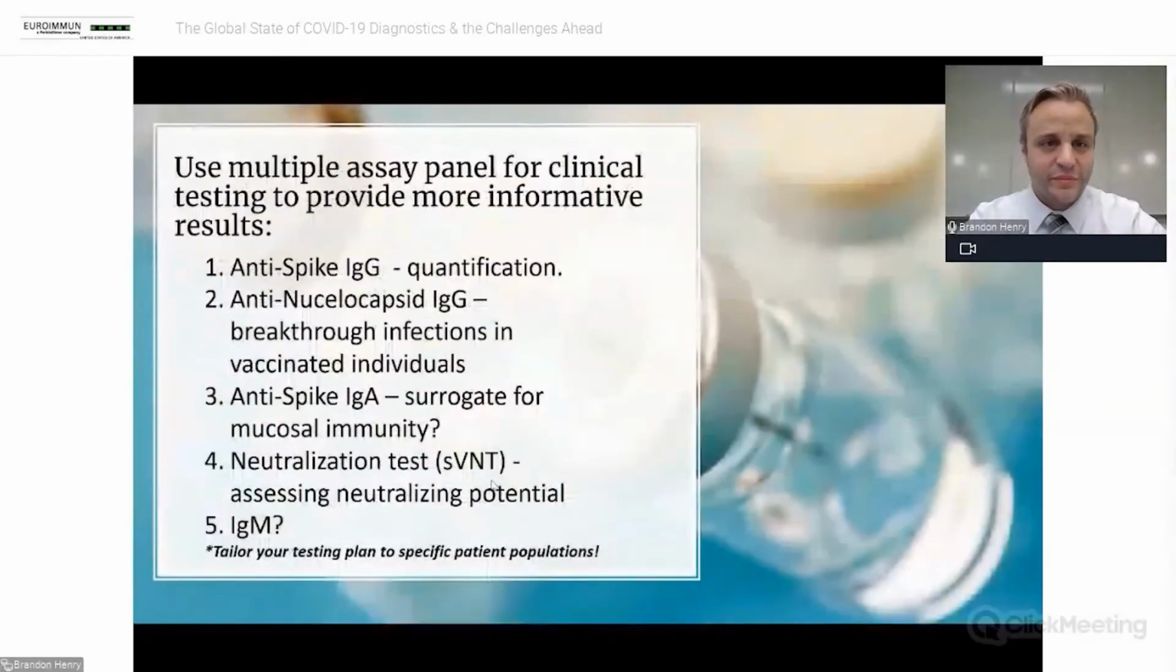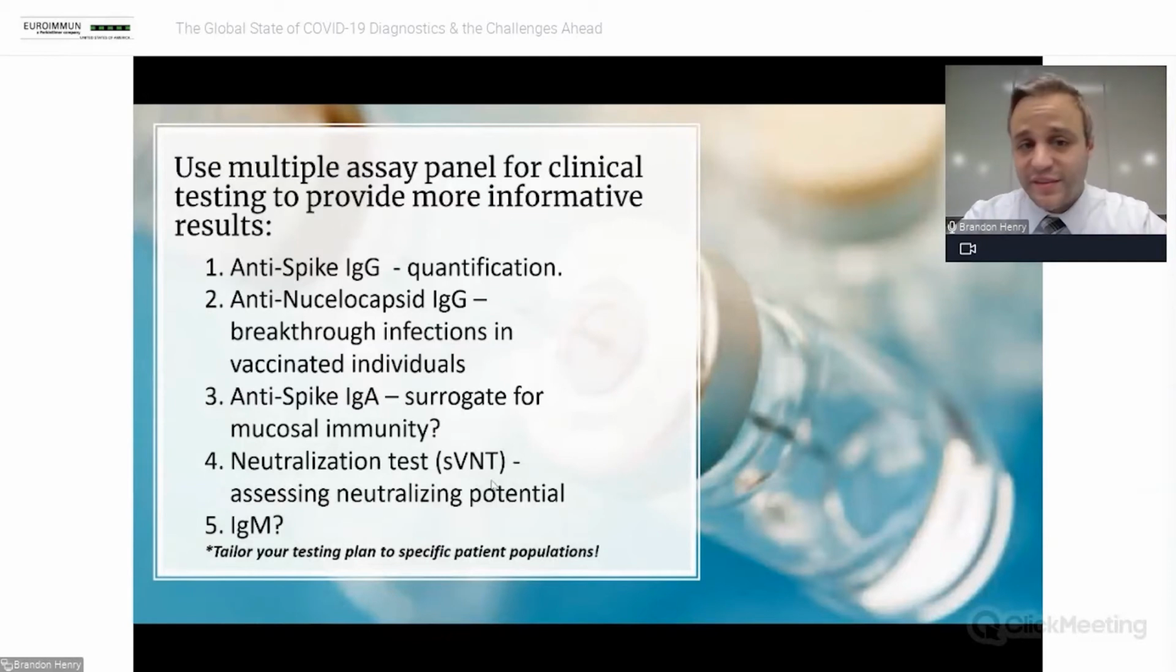I always say it's best to use a multiple assay panel for clinical testing to provide really informative results. It's very difficult to interpret the results. Clinicians are always asking, well, what does this mean? Does my patient have protection? And it's really hard to tell. But using multiple tests will really give us a better idea of that.